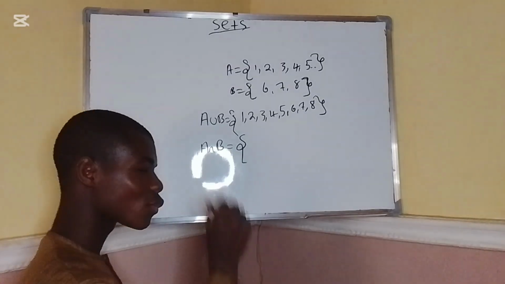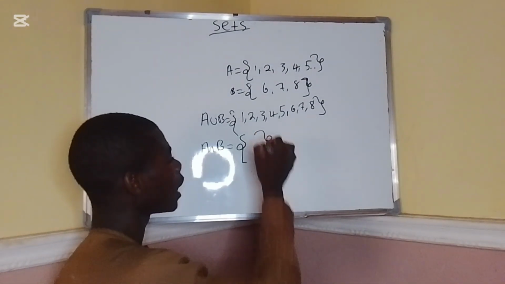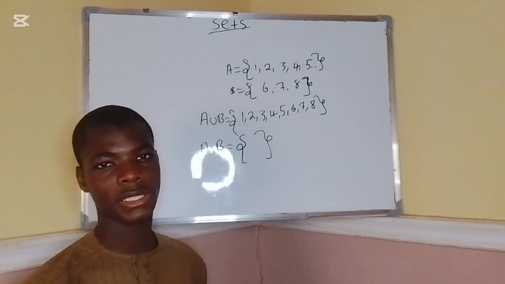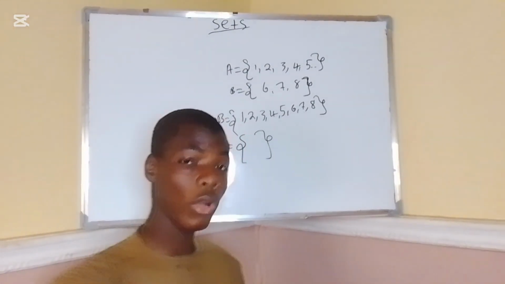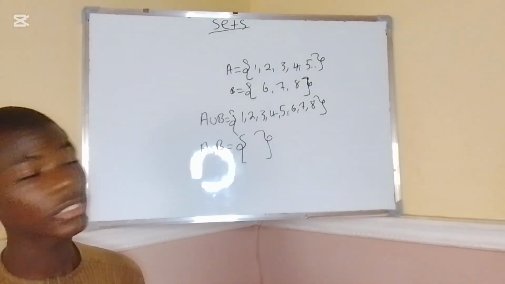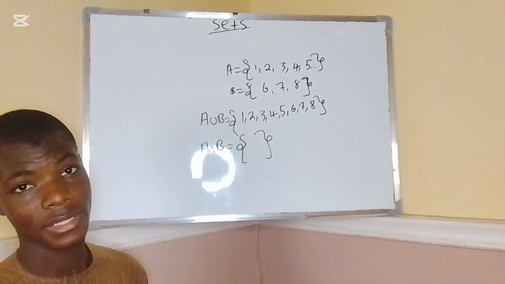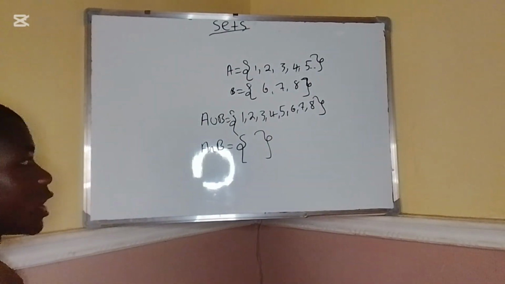So therefore, this is what we call the null set, or the empty set. An empty set is a set that contains no element inside the set. So therefore, I hope you know how to find the intersection and union.